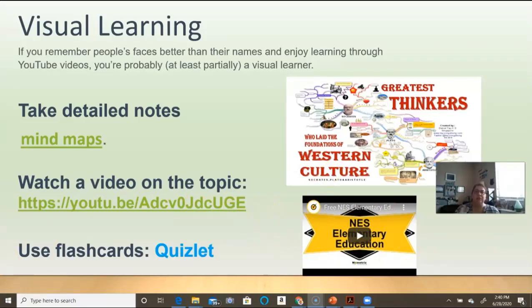Dates in general are important, but you don't have to memorize specific exact dates. You just need to know what time periods these events occur. Use flashcards. Quizlet is great for creating flashcards. In fact, they already have some flashcards created for the NES test prep.